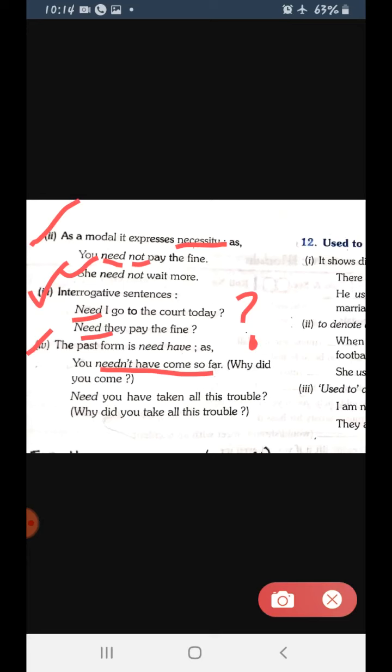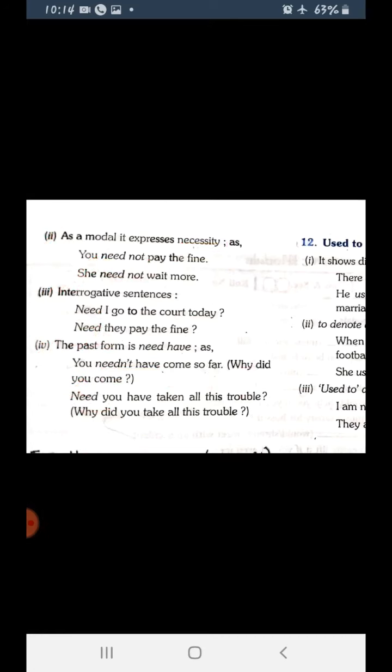Clear? Next example. Need you have taken all this trouble? That means, why did you take all this trouble? You should not have taken all this trouble. Fine? Next.